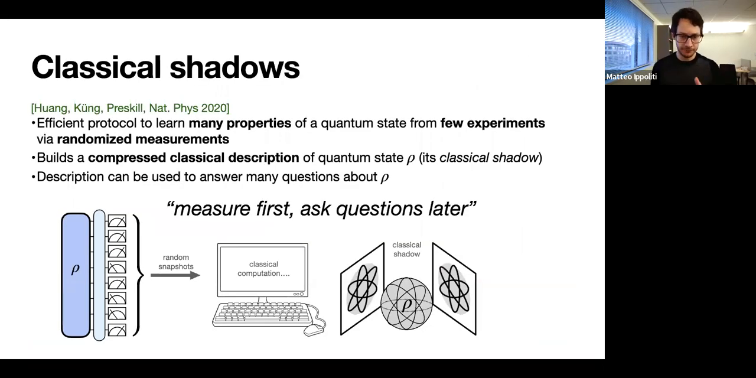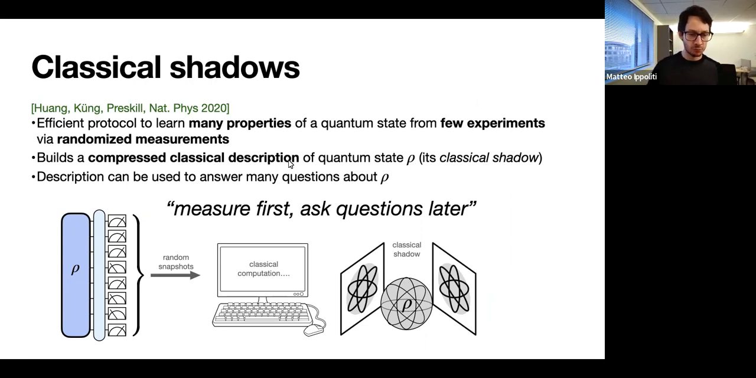And just to give you a very first introduction to this, the idea is to learn many properties of a quantum state from a relatively low number of experimental realizations by making use of randomized measurements. And I'll say what that means in detail in a little bit.